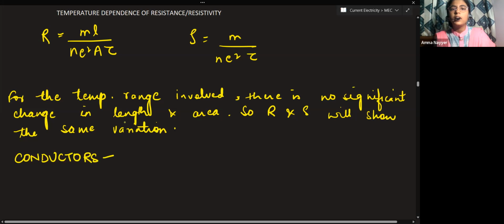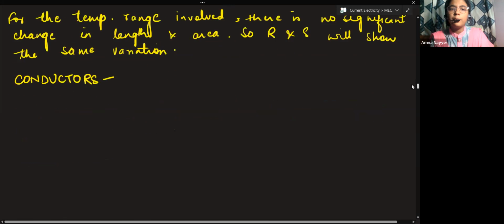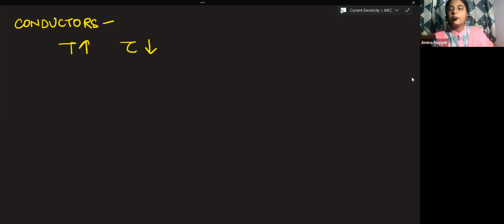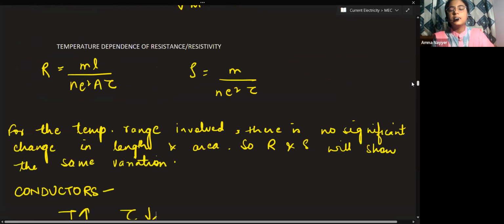Conductors are what? Conductors are basically materials that allow electrons to pass through them. So in case of conductors, what happened? As you increase the temperature, whenever temperature gets increased, it decreases the relaxation time. Means tau gets decreased. Now, according to the formula, if you remember, resistance and resistivity are both inversely proportional to tau. So if tau is decreasing, it means resistance and resistivity will increase.